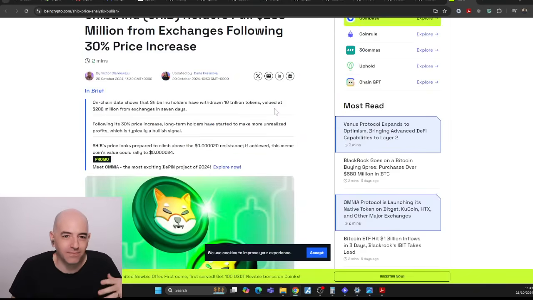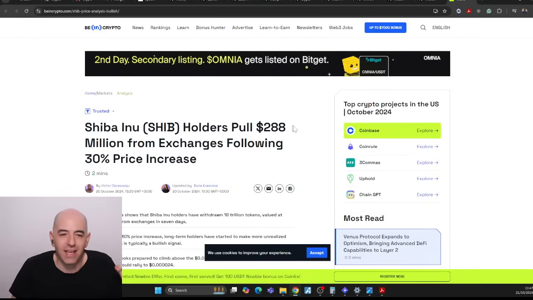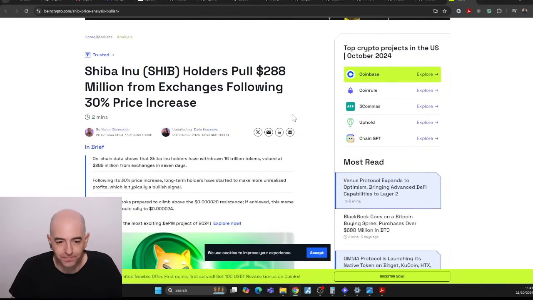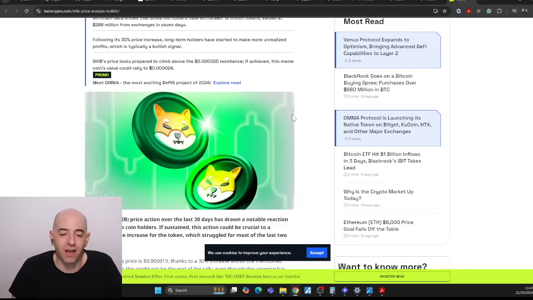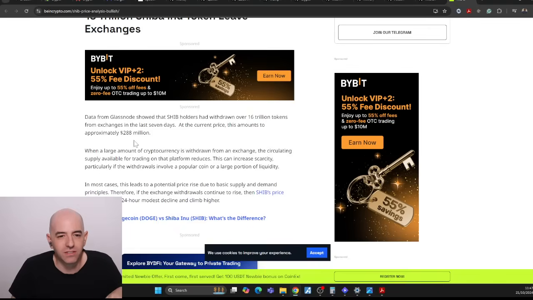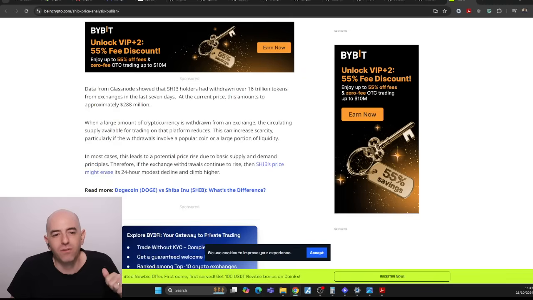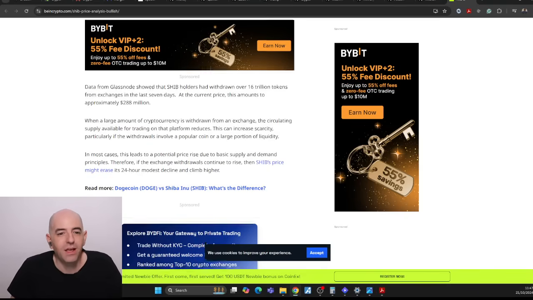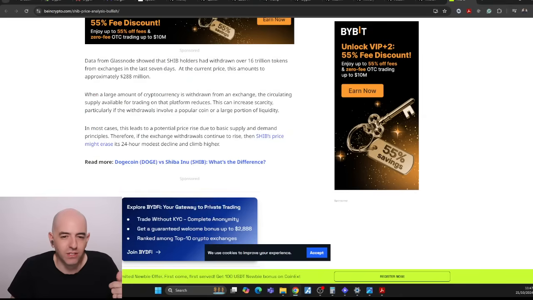And we are seeing $16 trillion, or $288 million worth, of Shiba Inu leaving exchanges as we got that 30% price increase. The data from Glassnode showed that SHIB holders have withdrawn over 16 trillion tokens from exchanges in the last 7 days. When a large amount of cryptocurrency is withdrawn from an exchange, the circulating supply available for trading on that platform reduces. This can increase scarcity, particularly if the withdrawals involve a popular coin or a large portion of liquidity. In most cases, this leads to a potential price rise due to basic supply and demand principles, but again, not for sure.